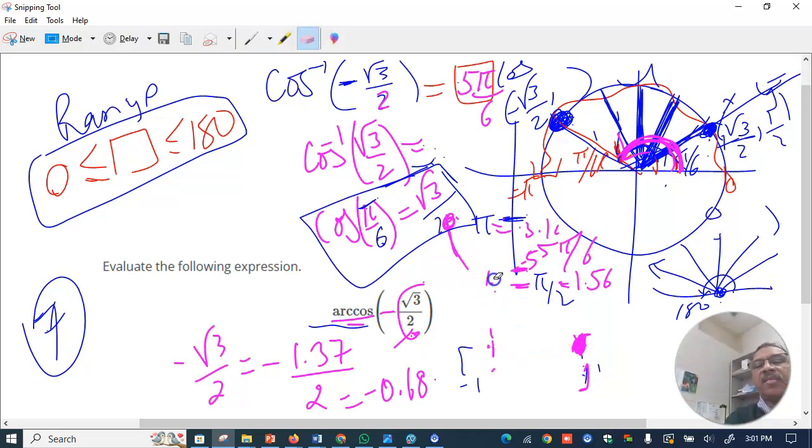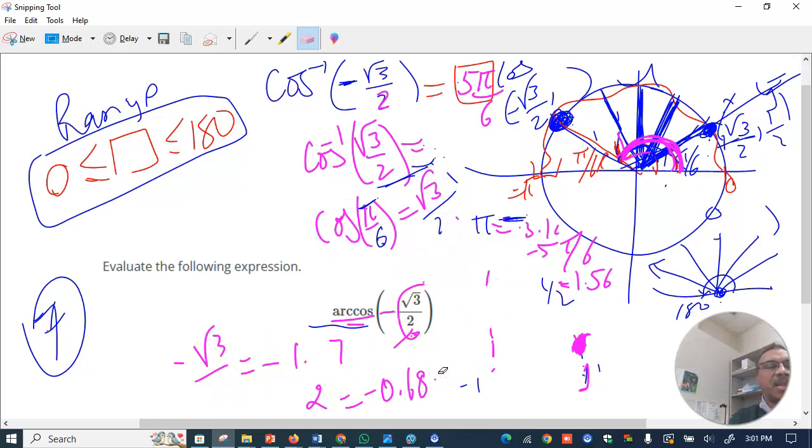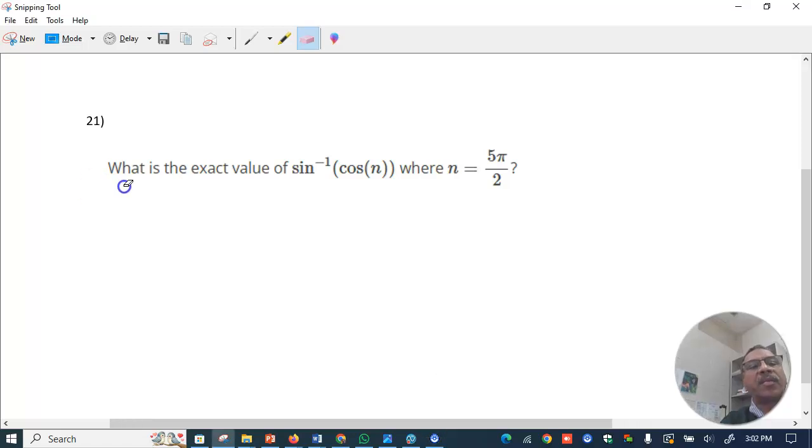The sketch is just for reference of understanding, but I hope you make sense. Let's do another one. This is question number 21. What is the exact value of this? So there is a composition of the function.